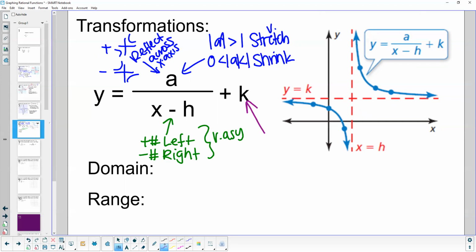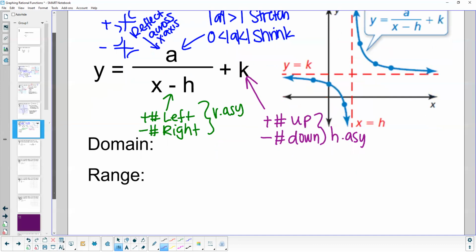Now, our k controls our up or down. So if we have plus a number on the end, we're going to go up. If we have minus a number on the end, we're going to go down. And our up and down shifts there, that vertical shift, ends up controlling our horizontal asymptote. Because typically if it's at 0 and we shift it up, then it's going to take that horizontal asymptote from 0 up. If we take it and shift it down, the horizontal asymptote is going to go down along with it. So we kind of see how those work.